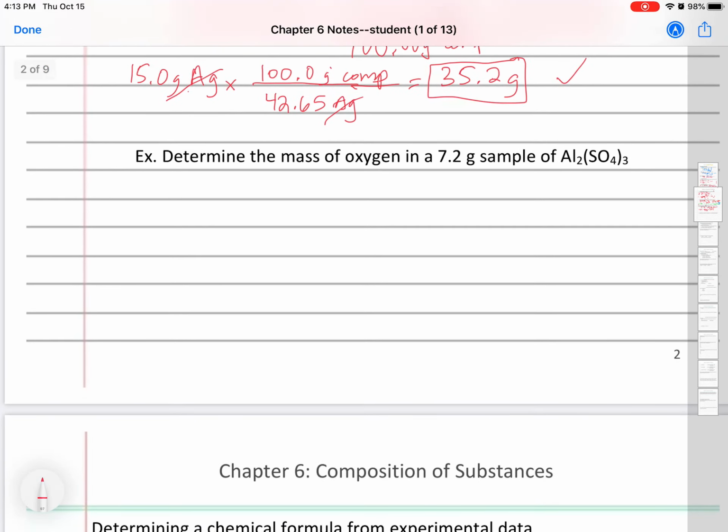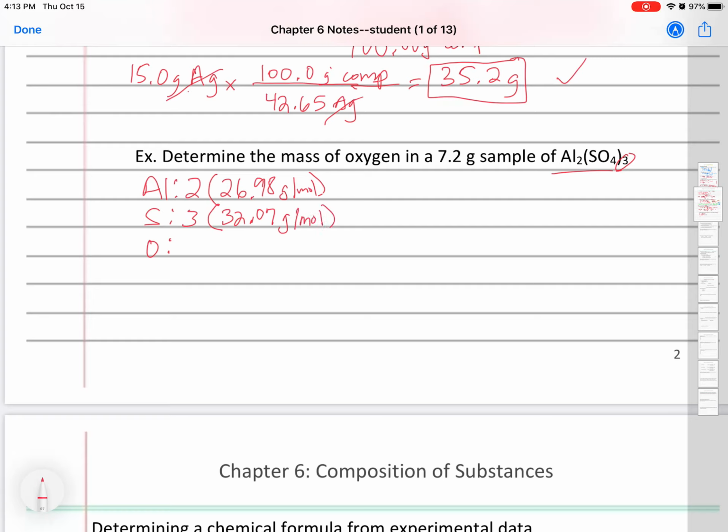All right, here's another one. Determine the mass of oxygen in a 7.2 gram sample of aluminum sulfate. If we're given a molecular formula, usually that means we need to figure out the molar mass. So aluminum, sulfur, and oxygen are the component elements here. There are 2 aluminums, and aluminum has a mass of 26.98 grams per mole. Sulfur, there's 3 sulfurs because there's 1 times 3. So 3 sulfurs, which are each 32.07 grams per mole.